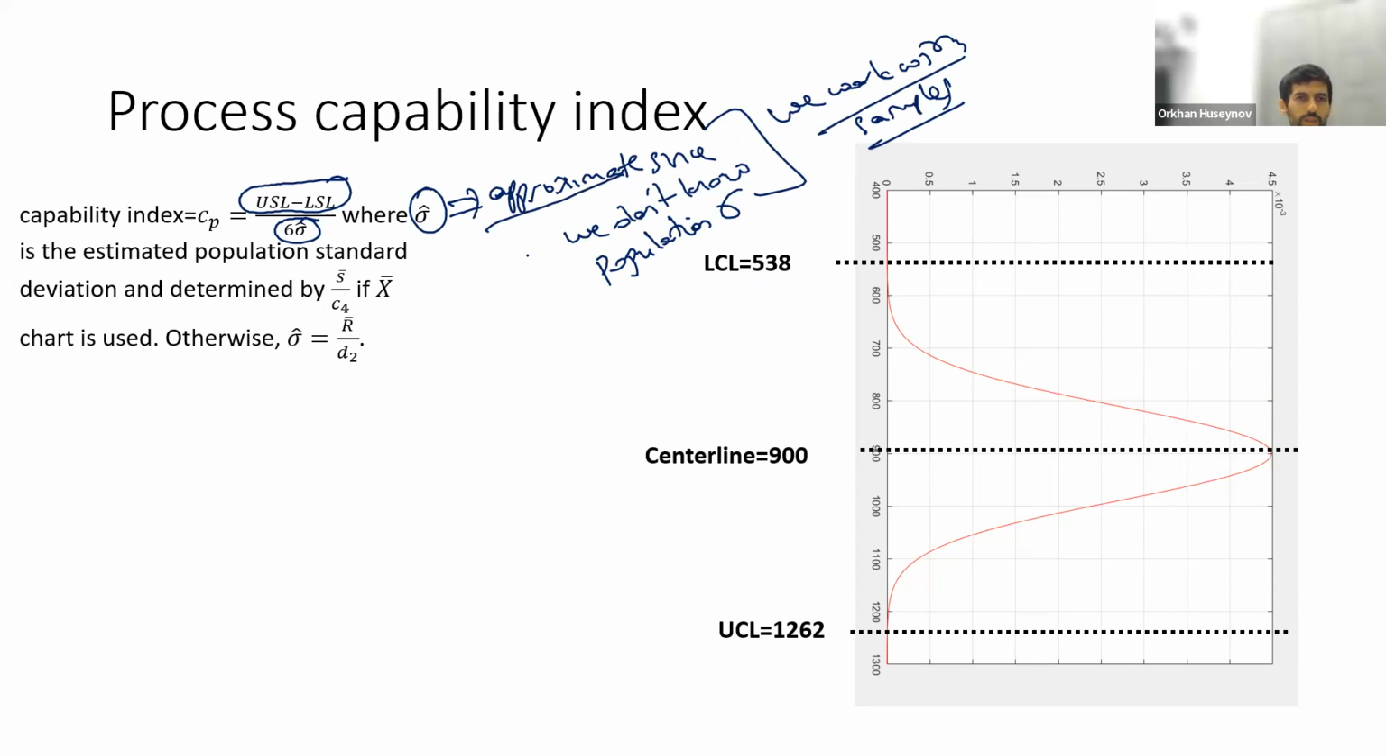How do we approximate it? We use either this formula or that formula. Sigma is approximately equal to S bar by C4, which is also approximately equal to R bar by d2. This is what we use for the 6 sigma.